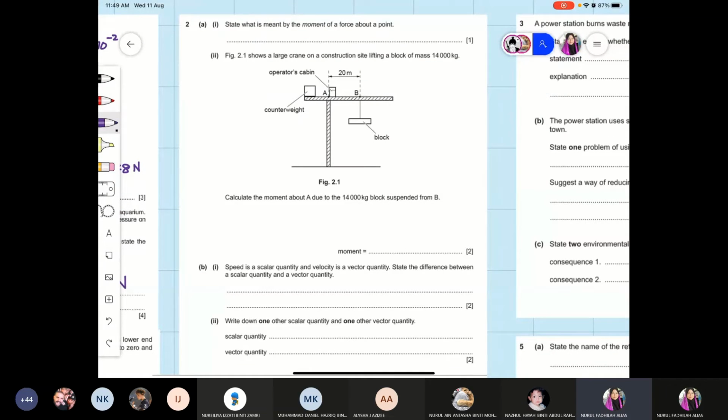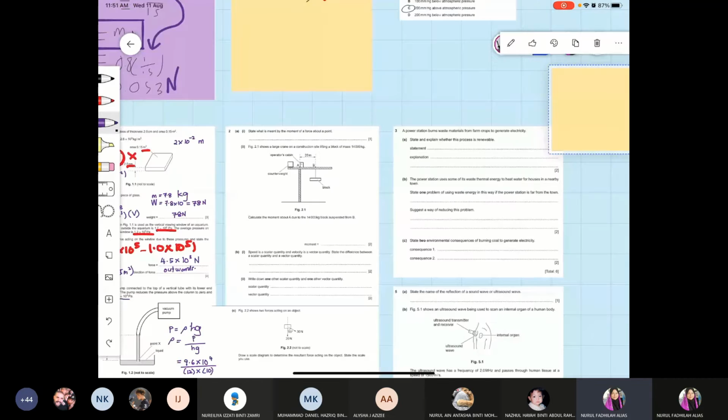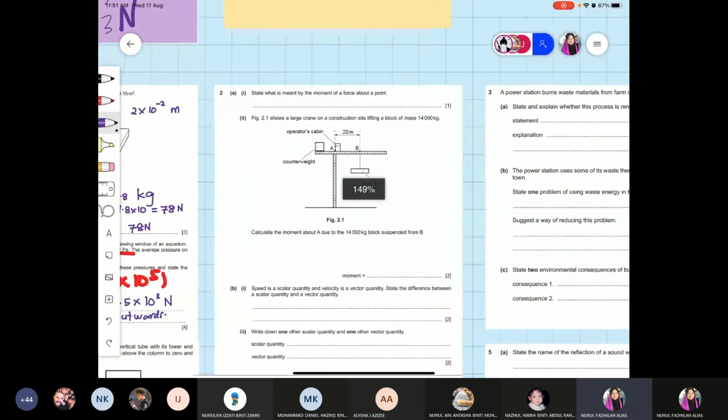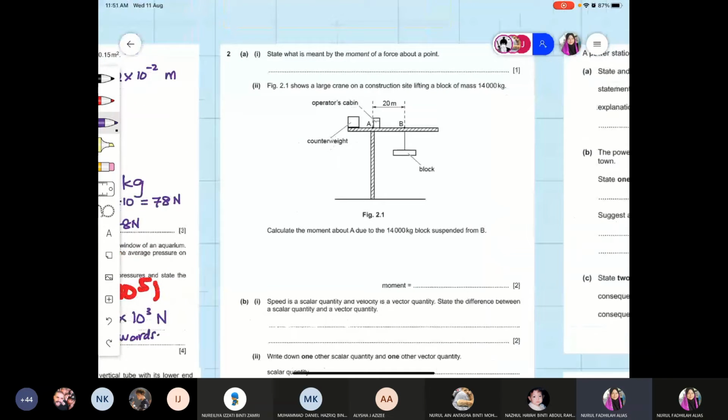Siapa yang tak dapat buat dekat sini, you all boleh buat dekat ni tau. Saya, you all boleh buat dekat class point tadi. So walaupun saya tak share screen, tapi awak tetap boleh buat. Nak tahu, what is moment of force? Okay. What is the meaning of moment of force? So tadi you all dah buat lah kan? Moment of force maksud dia apa? Turning effect of a point.